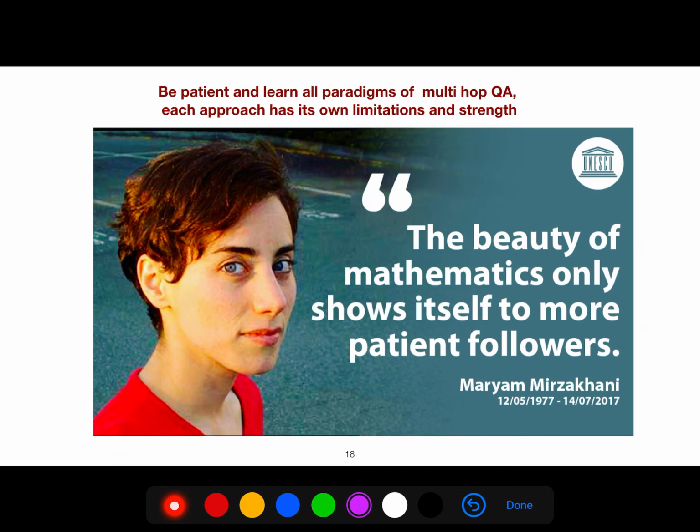And this is Maryam Mirzakhani, the Iranian Fields medalist, the only woman in the world that has got the Fields medal.